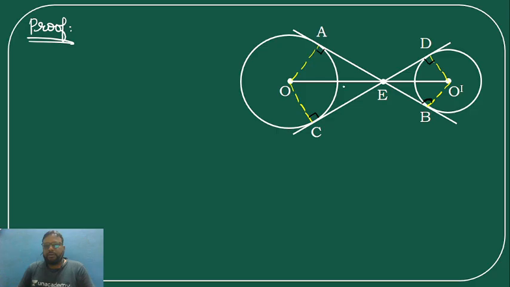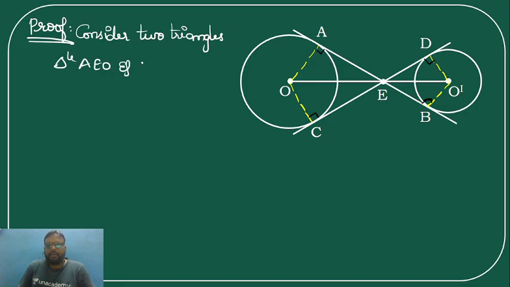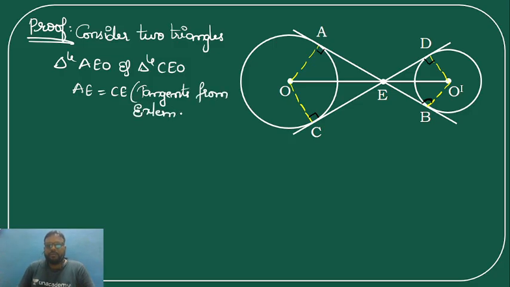Now, I'll consider two triangles: triangle AEO and triangle CEO. In these two triangles, you can see that AE and CE are equal. Can I use the word that AE equals CE? Because AE and CE are tangents from an external point E, and tangents from an external point are equal. So on this basis, I can write AE equal to CE.